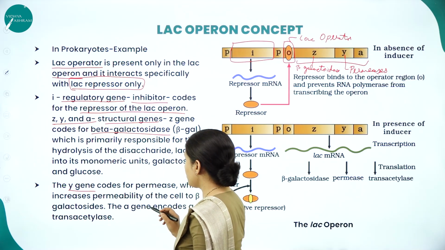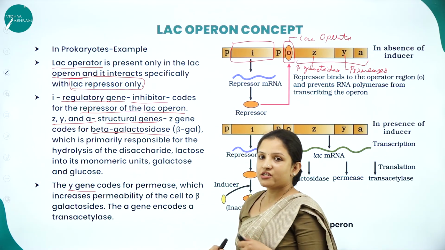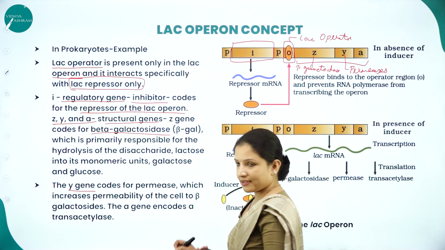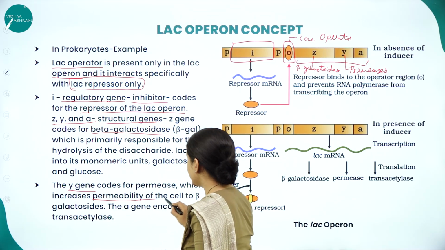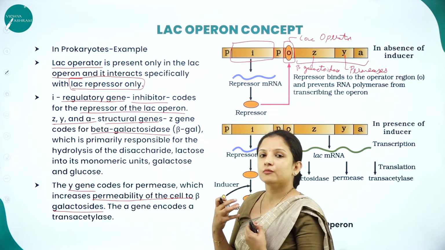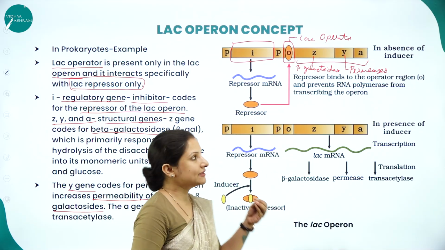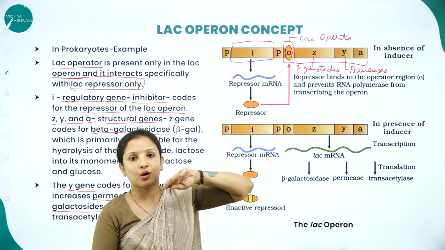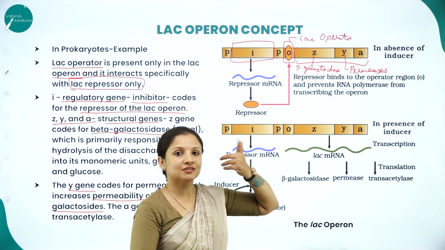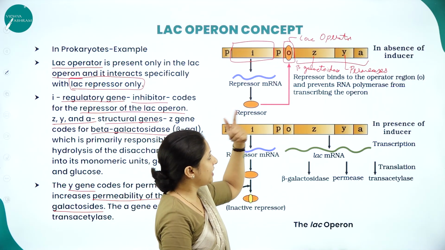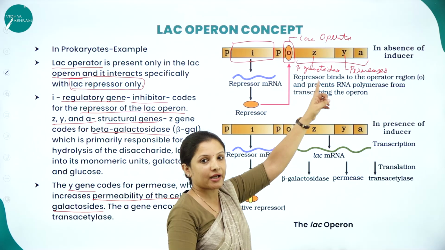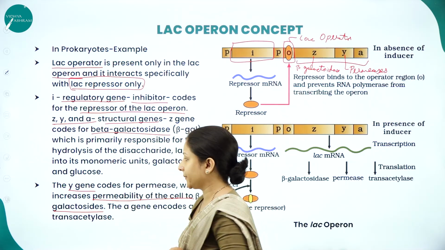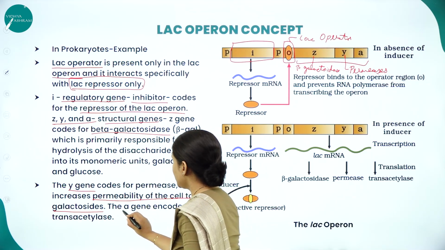Then we have one more gene. So Y gene codes for permeases. What is its function? Permease is an enzyme which increases the permeability of the cell to beta-galactosidase. Whatever is produced by the structural gene Z needs to be absorbed by the cell. So the permeability of the cell will be increased by the permeases enzyme which is produced by the structural gene Y.